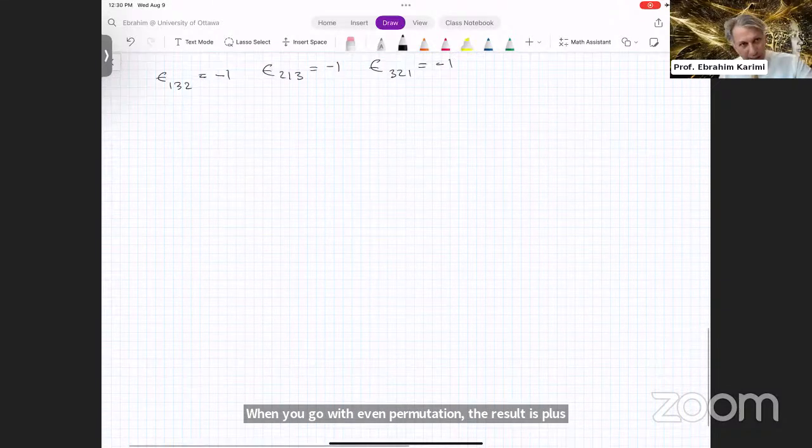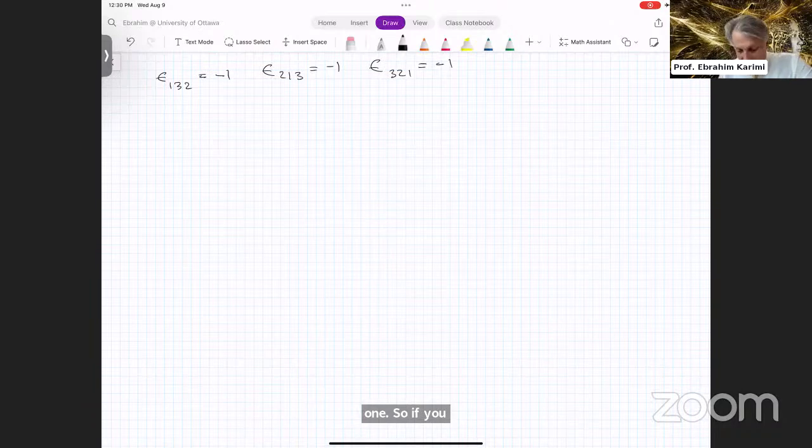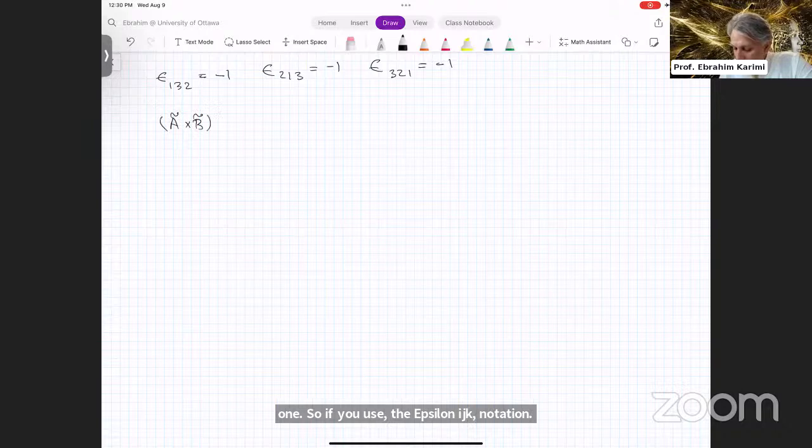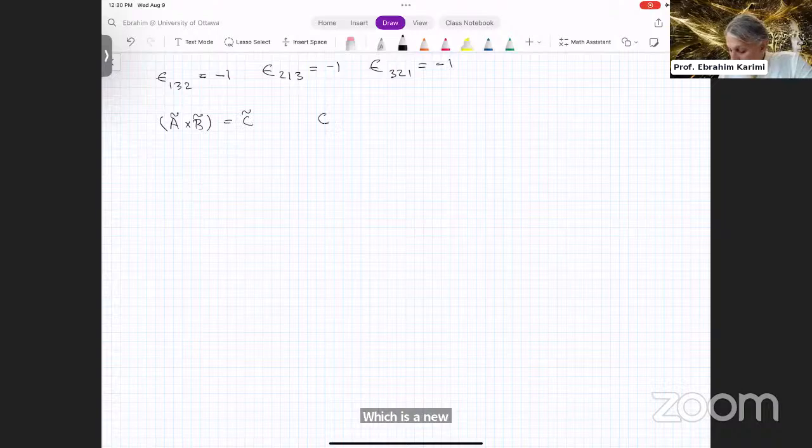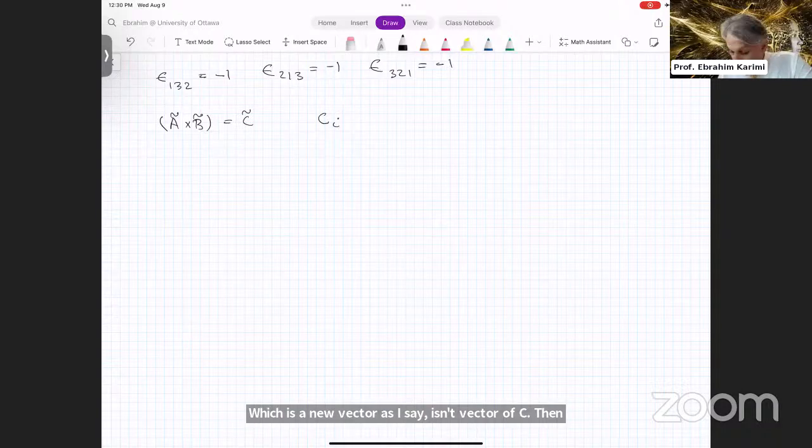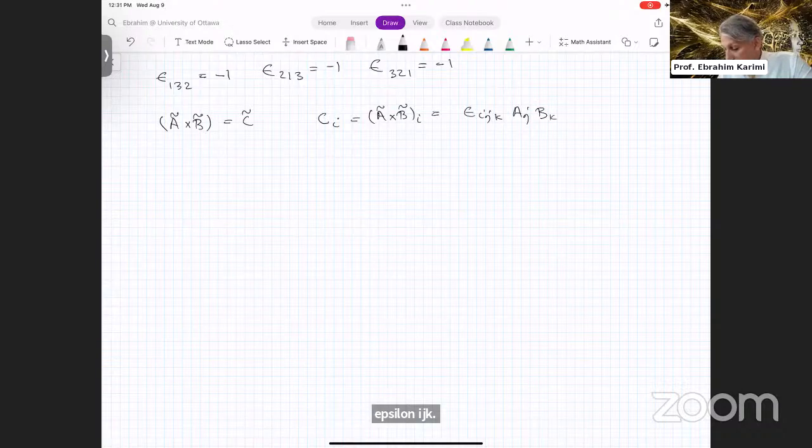use the epsilon ijk notation, then A cross B, which is a new vector, as I say, a vector C. If you look at the i component of the vector C, which means that I'm looking for the i component of A cross B, then it is simply given in terms of epsilon ijk, A_j B_k. So I'm looking for the i component.